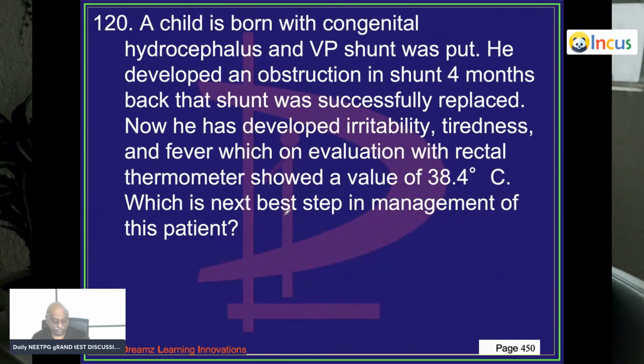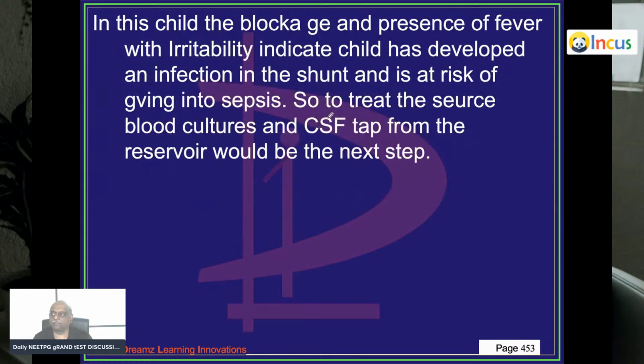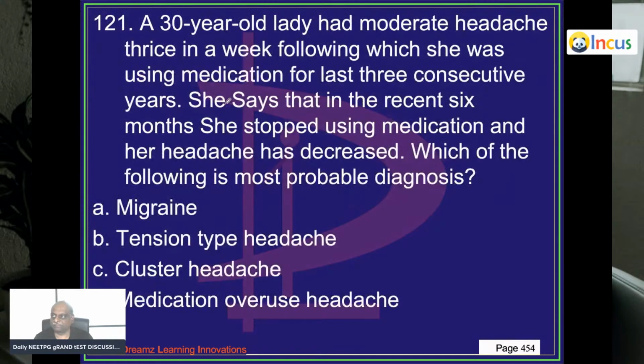Okay. Now, doctor, a child is born with congenital hydrocephalus, with a VP shunt, irritability, tiredness, fever. Rectal thermometer showed a value of 38.4. What is the next step? Blood culture from peripheral blood and CSF sample by tap of the VP shunt reservoir. Typically fever and irritability are indicative of shunt infection.